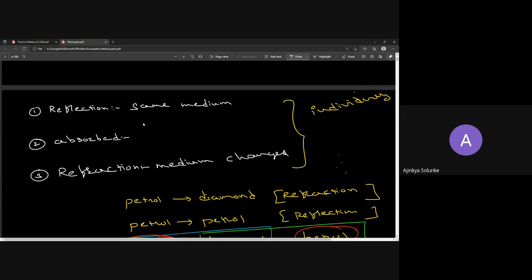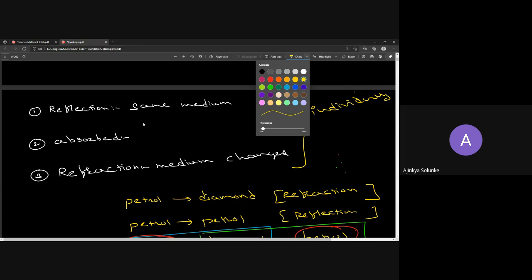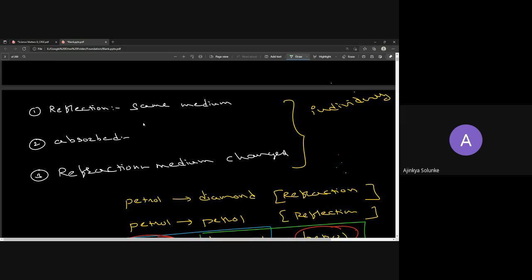And out of these three, which will be the main focus of this particular lesson? It would be reflection. Absorption we don't have because the light is absorbed. There is nothing to teach from absorption. And refraction we just have a small paragraph at the end.